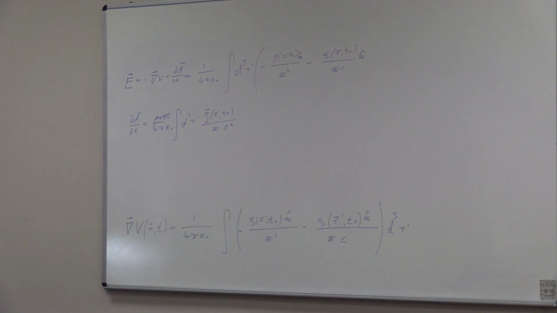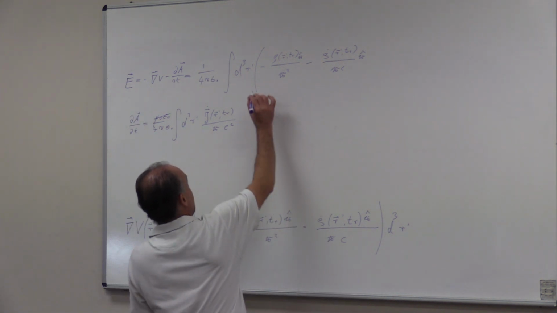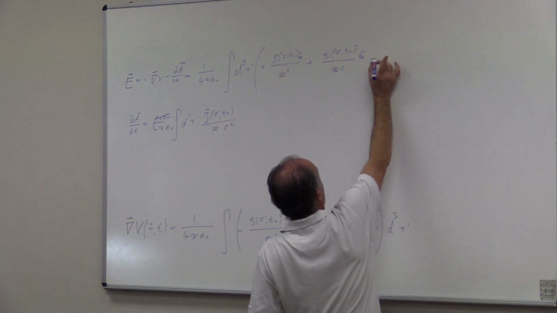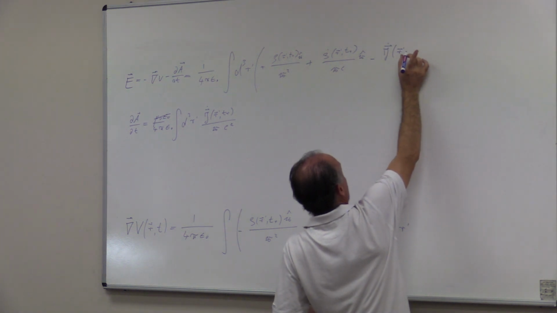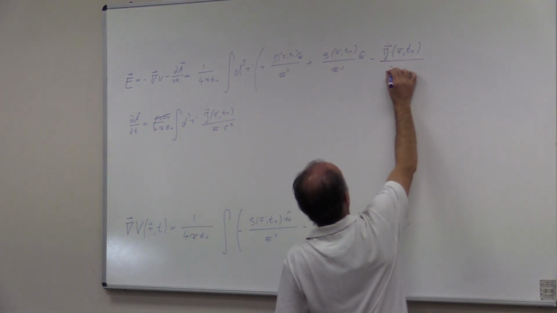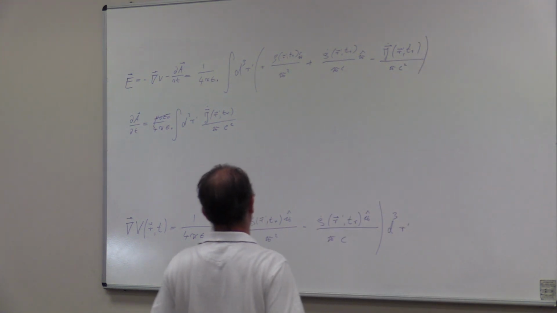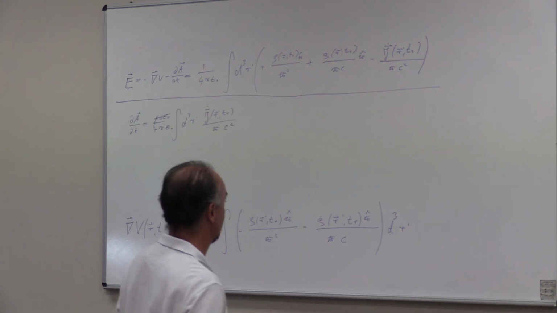By the way, I made a sign error here. Anybody see where? E is minus gradient V. Gradient V has the minus signs here. So we will actually come in with a plus sign. Minus dA over dt gives us a minus j dot of r prime, t_r, over r c squared. Okay, this is the expression for the electric field.